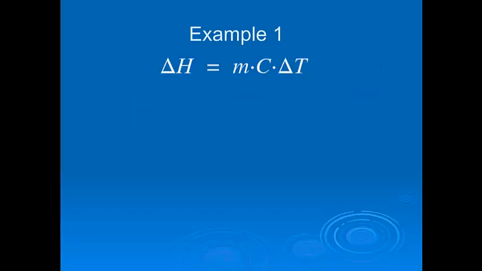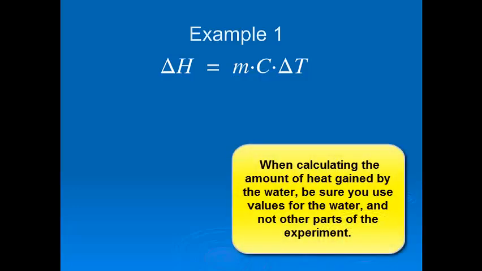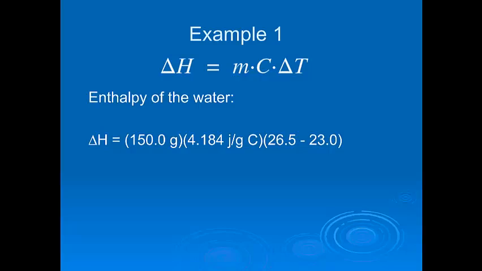So we're going to use our equation. Delta H is equal to M times C times delta T. Delta H is what we're looking for. That's the enthalpy. M is the mass of the water. C is the specific heat capacity of the water. And delta T is the change in temperature of the water. So to calculate the enthalpy of the water, I take 150 grams. That's how much water I had. The specific heat capacity of water is 4.184 joules per gram degree Celsius. And then the change in temperature. Final temperature was 26.5 minus the initial temperature, 23.0. So I get 2,197 joules. That's the amount of heat that the water gained.